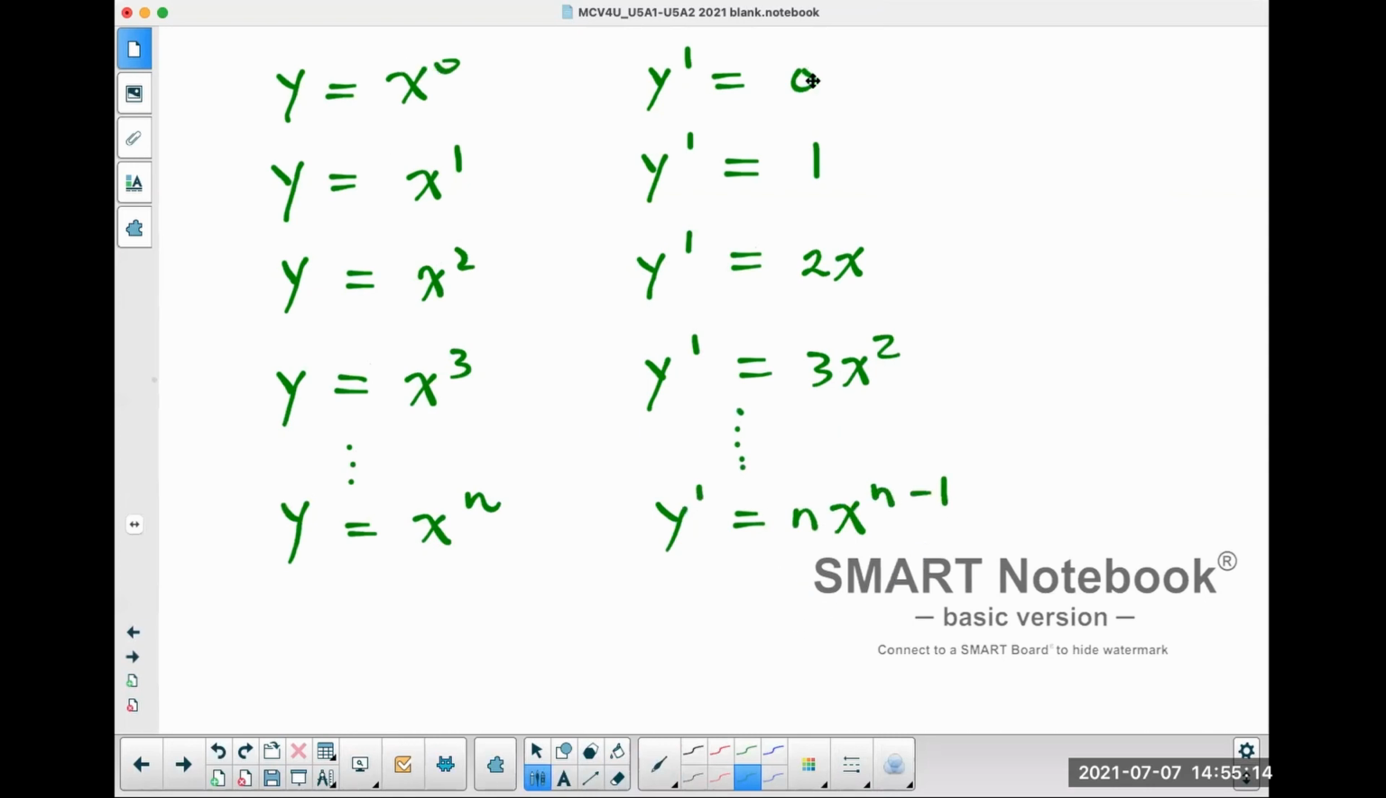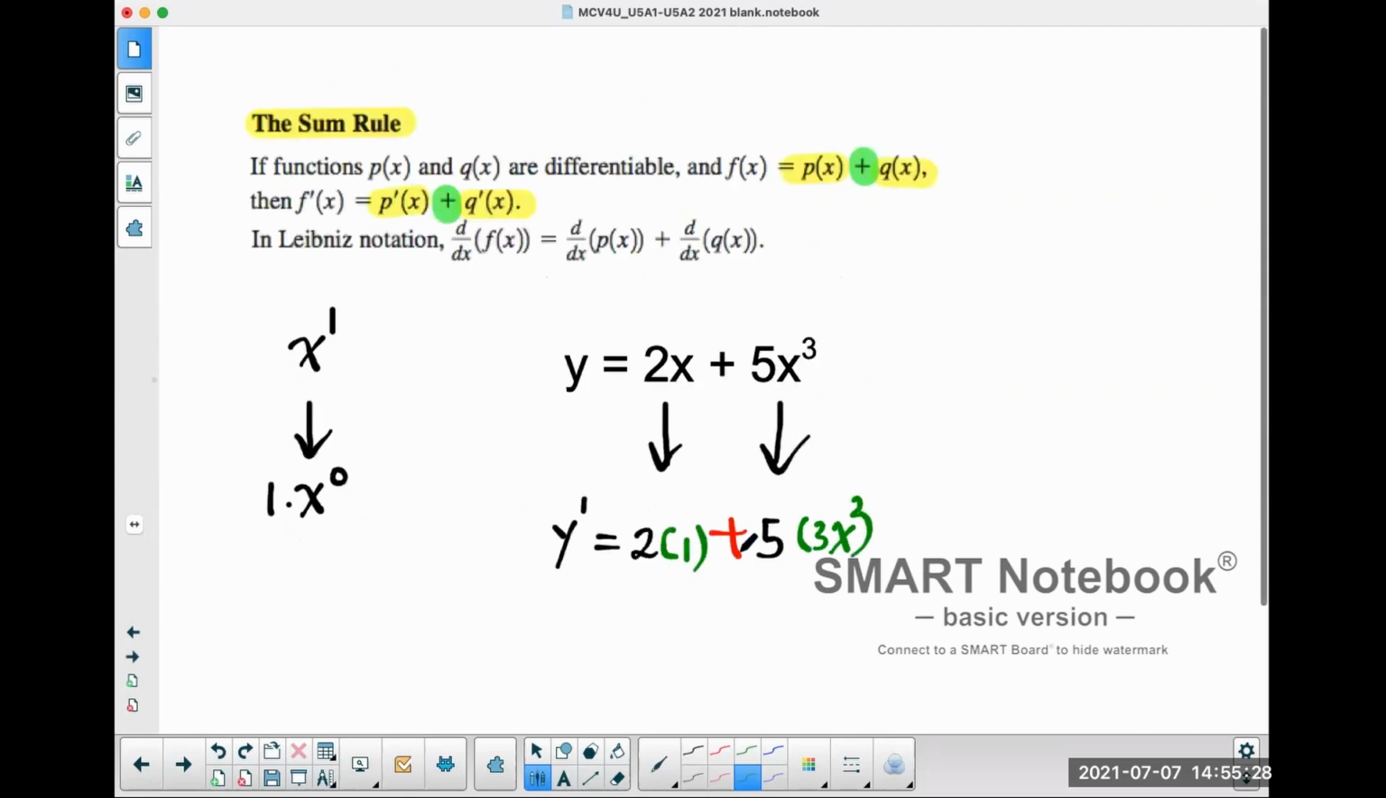Constant, 0. Anything that has just x, x is just a 1. X squared is 2x, x cubed, 3x squared, and so on and so forth. So you need to remember the power rule. And then if there's a coefficient, you just carry the coefficient down. So x becomes a 1, x cubed is 3x squared, carry down the coefficient. Now I need to expand it. 2 plus 15x squared.